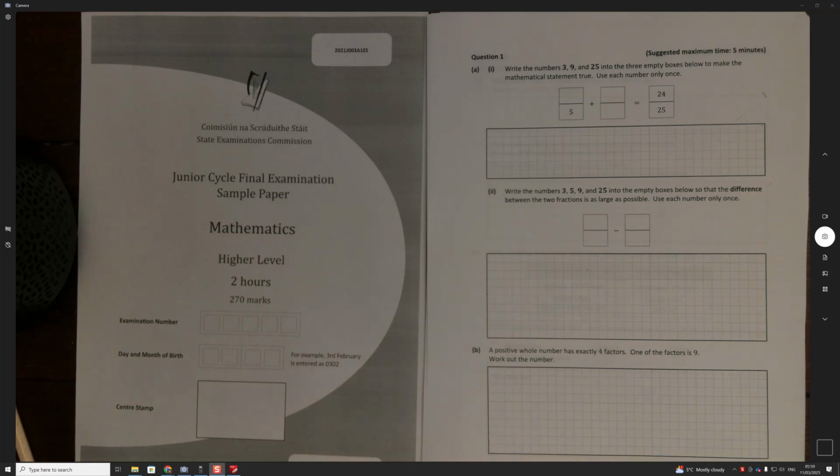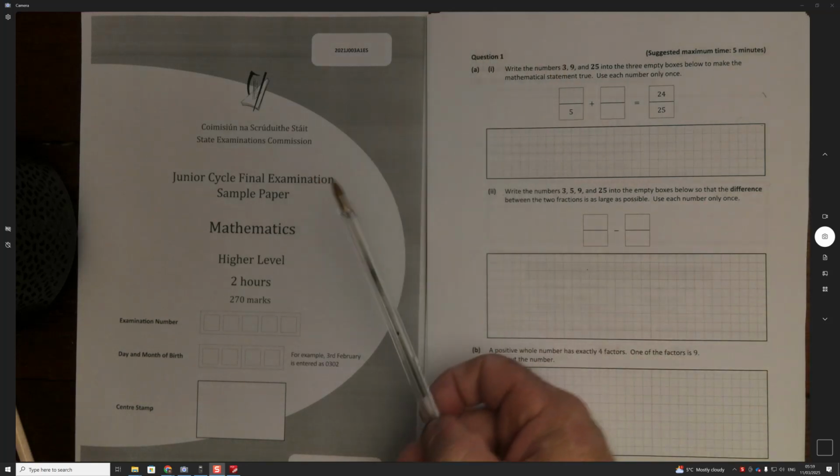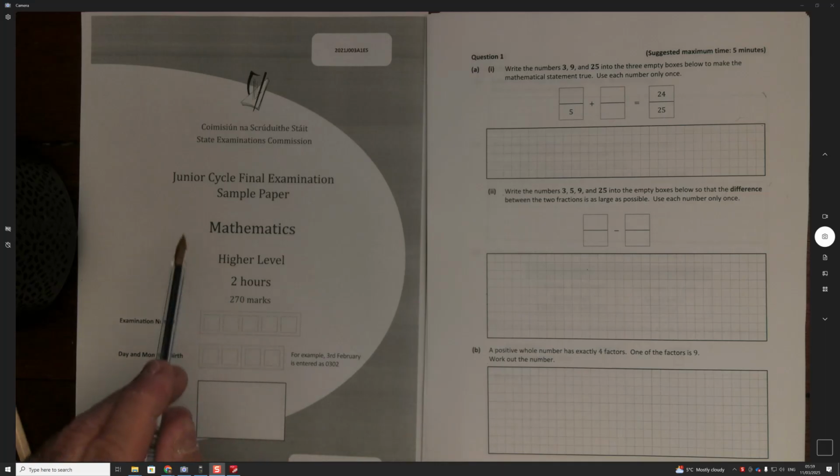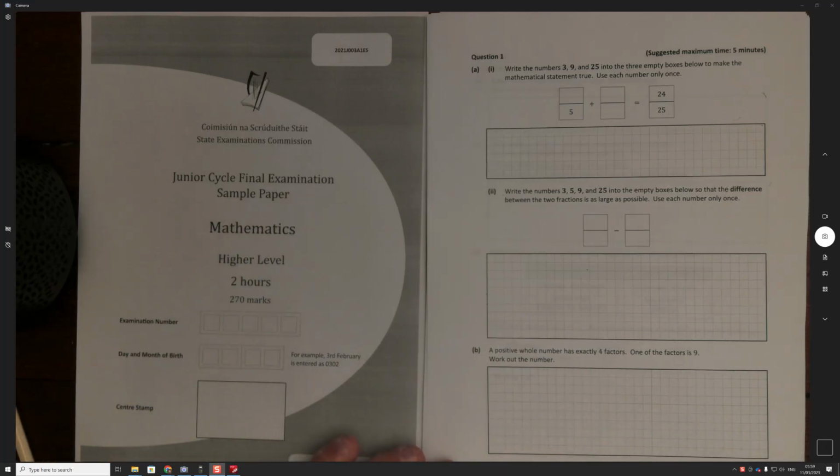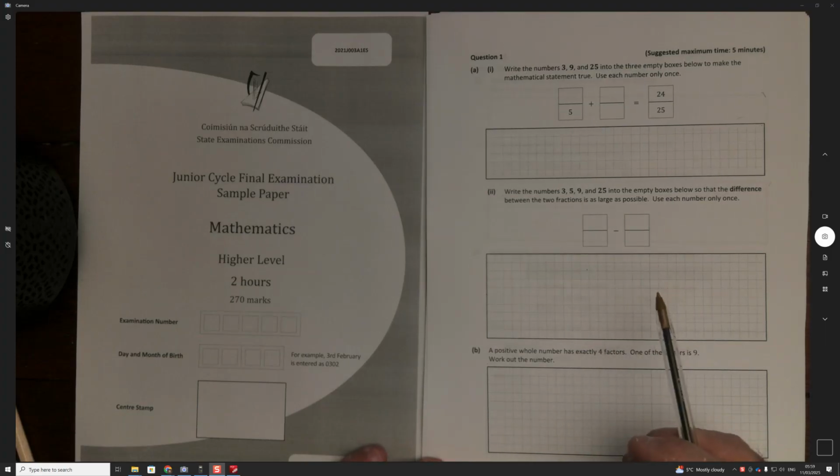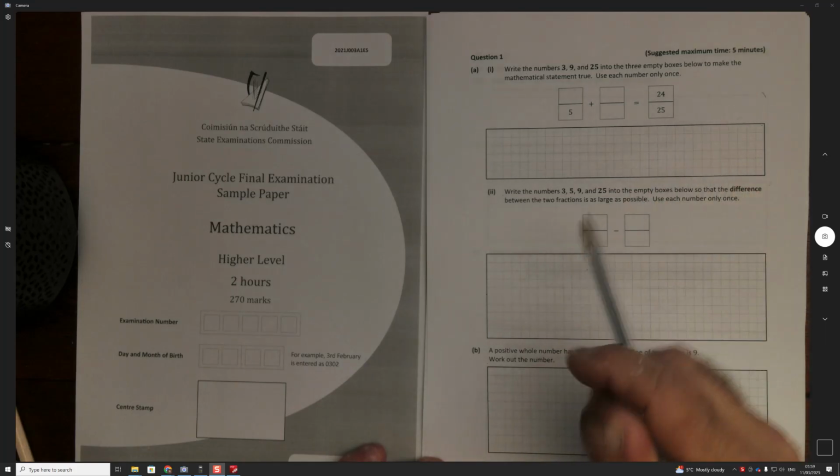Okay, welcome back. We're looking at question 1 from the 2020 State Exam Commission sample paper that was brought out before the new junior cycle math syllabus, or specification, came in. Okay, so let's jump straight in. We're doing question 1. We know there's 14 questions on the paper, and the suggestion is we stick to 5 minutes.